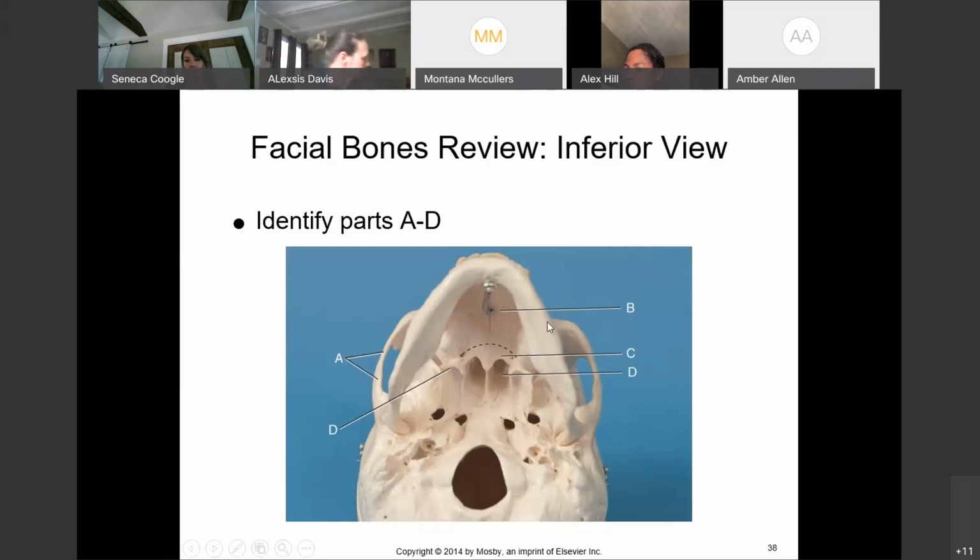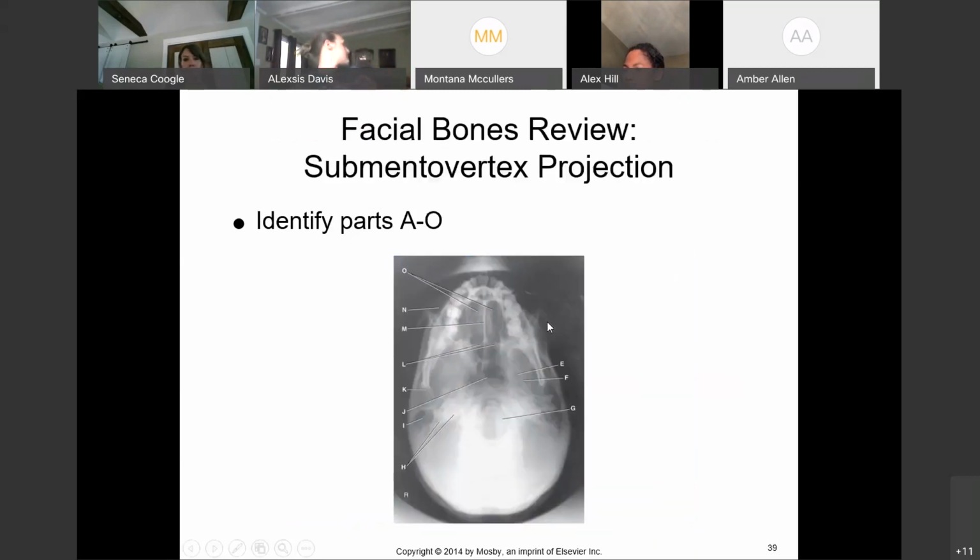All right, here we go. This is what it looks like on x-ray. And if you're only doing facial bones, you don't need all this back of the skull. I don't know why they have all of this here.